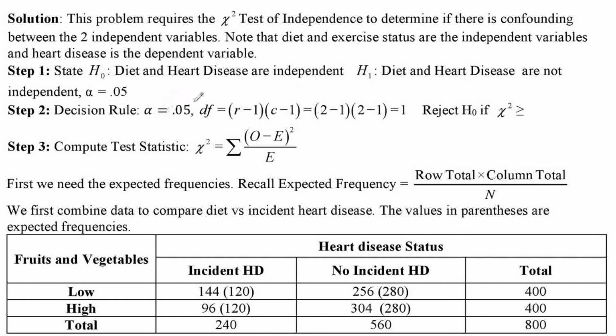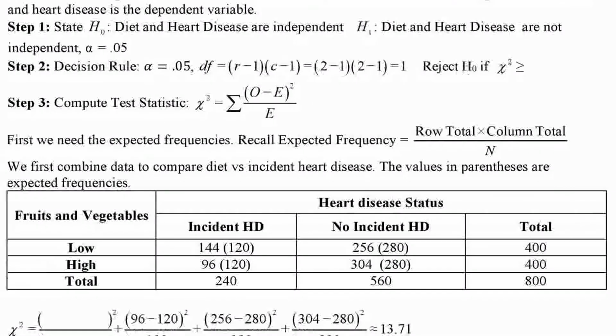So at alpha equals 0.05 again, our degrees of freedom are rows minus 1 times columns minus 1. If we organize our data in a table, we've got the diet status, low or high in fruits and vegetables, and then heart disease status. Either there's incident heart disease or there is no incident heart disease. So we've got 2 columns here, and we've got 2 rows. So this is going to again be 1 degree of freedom. And if we look that up in the chi-squared critical value table, that gives us that same 3.84.